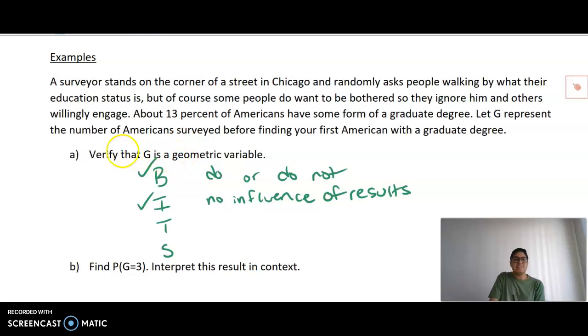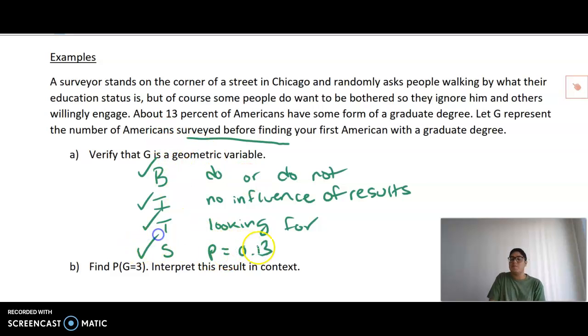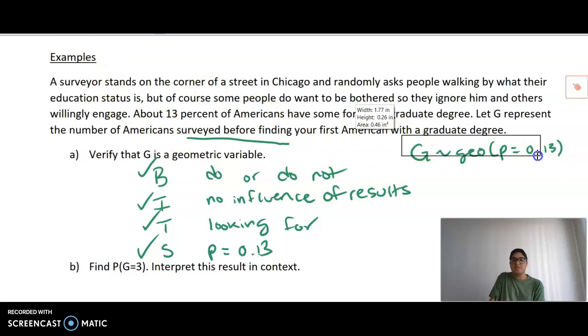Well, let's see. X is the number of surveys surveyed before finding, so we're looking for trials until success. I would say that meets the T condition. The probability of success here is that about 13% of Americans have some form of a graduate level degree. So G is a geometric random variable. We're going to say G is geometric with the following parameter, p equal to 0.13. So that is going to be our distribution here.